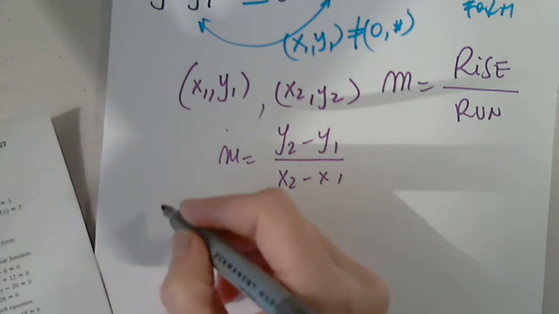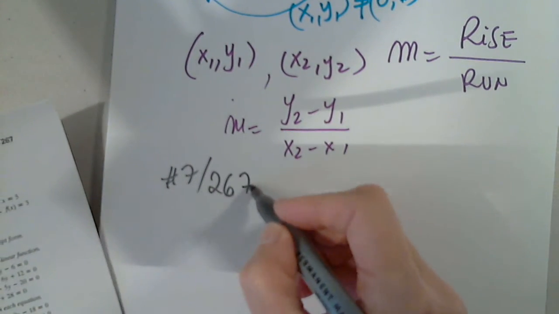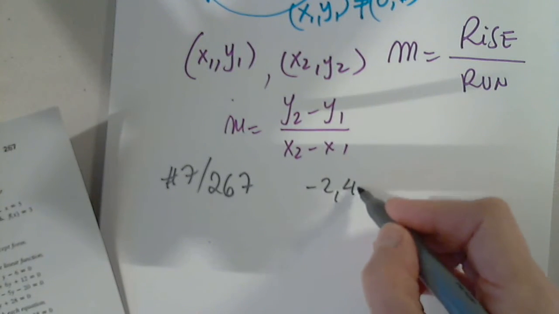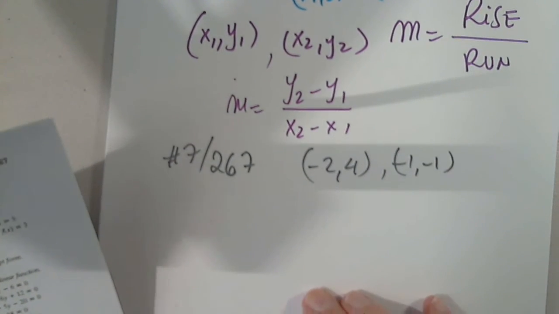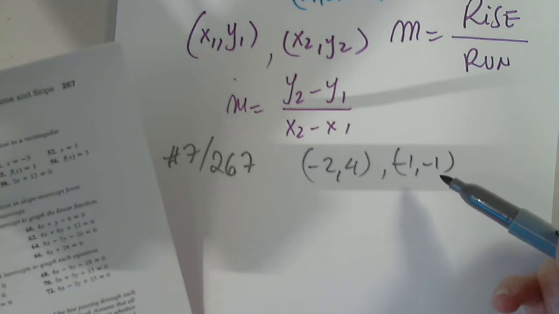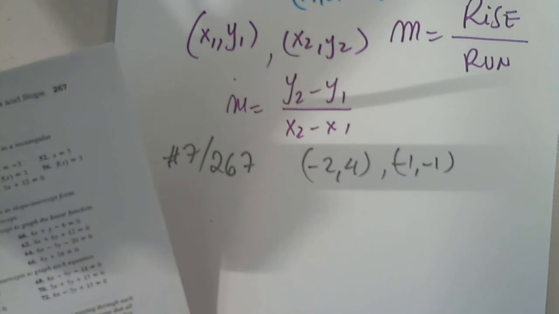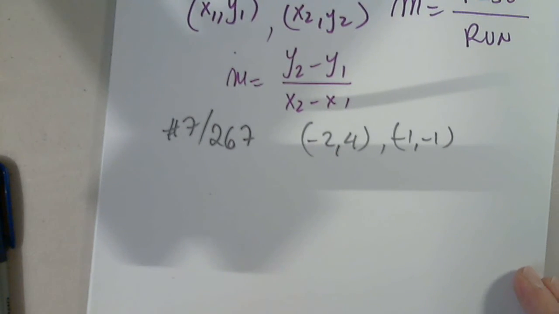Okay, I'm going to choose 7. And this is on page 267. We're given 2 points, -2, 4, and -1, -1. They're asking us to identify, find the line, find the slope, the whole thing. I'm adding on to the question.